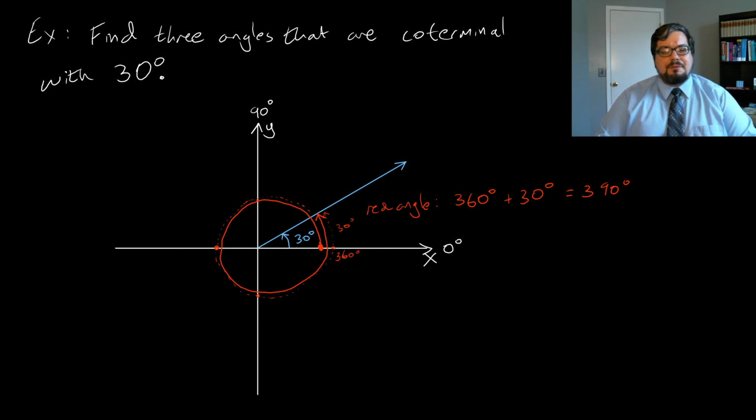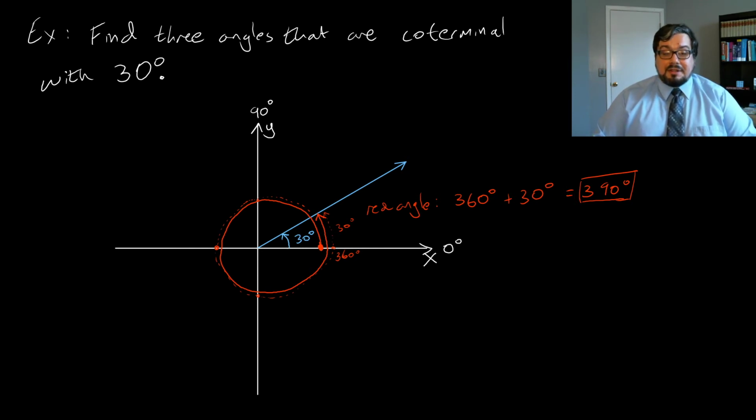So we've faced the same direction. The red angle points in the same direction as the blue angle, but it got there by spinning around the whole circle once and then going another 30 degrees. So the red angle has a measure of 390 degrees. All right, so that's one of our answers. 390 degrees is one of our answers, but we need two more.